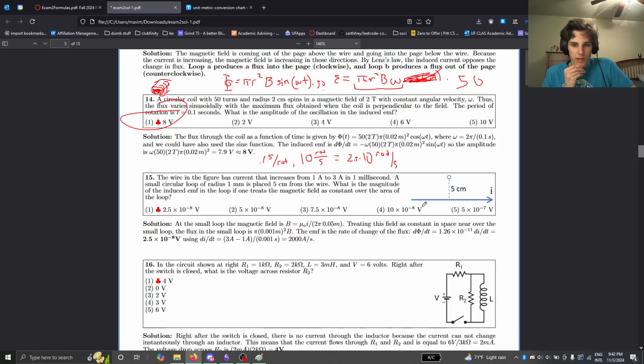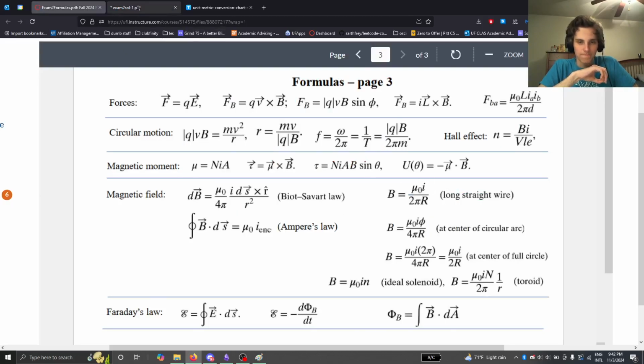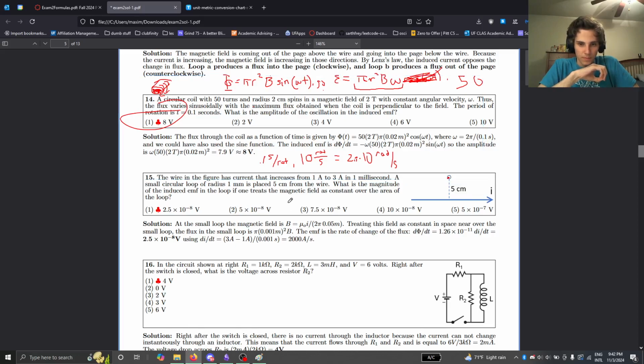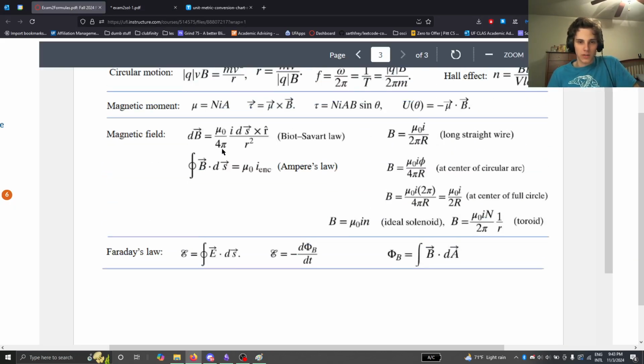So the wire in the figure, this one's increasing. So we see increasing, we know it's a flux problem. So we have a little loop. It's saying the area of the loop, treat it as constant, which essentially means this is a point for all intents and purposes, and you can use this formula here. It's just so it can have a current induced. So let's solve here. Let's scroll down to flux here.